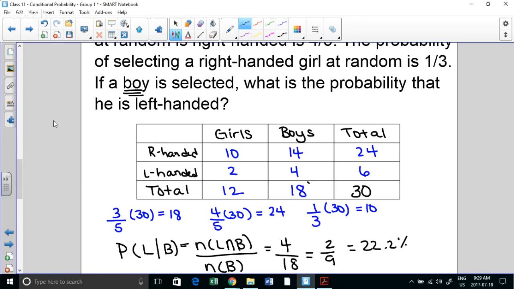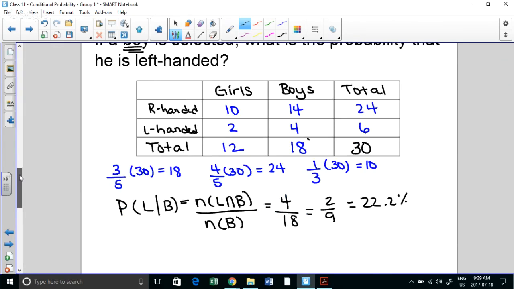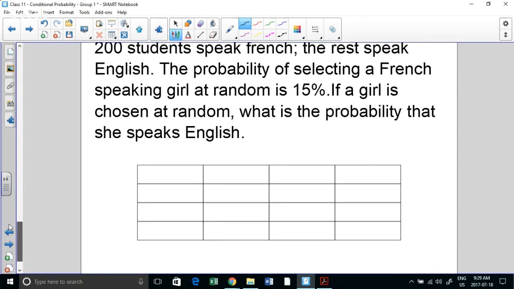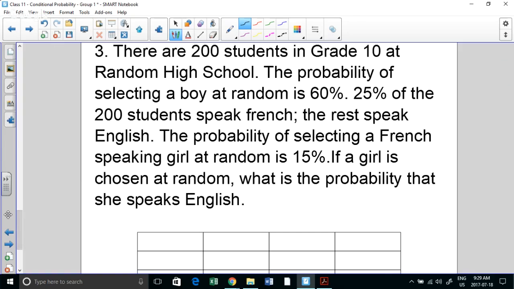Let's do another one. There are 200 students in grade 10 at Random High School. The probability of selecting a boy at random is 60%. 20% of the 200 students speak French, the rest speak English. The probability of selecting a French-speaking girl at random is 15%.